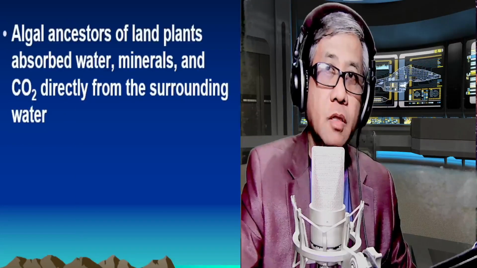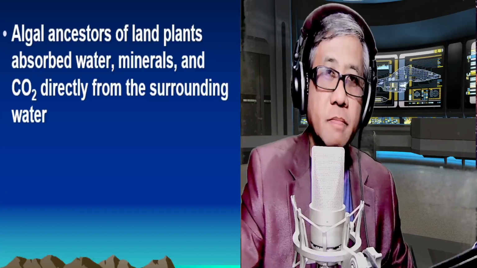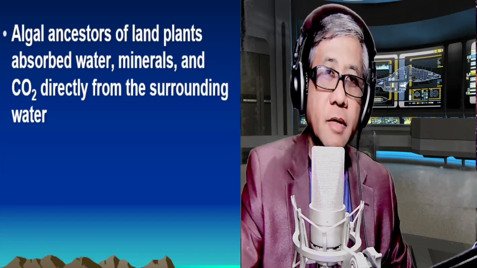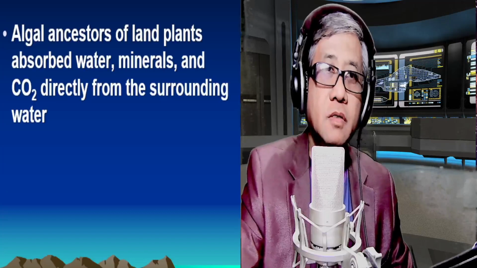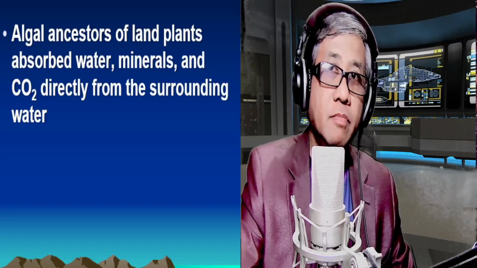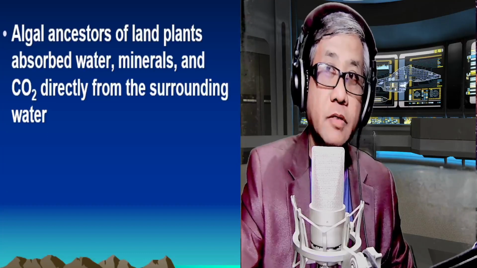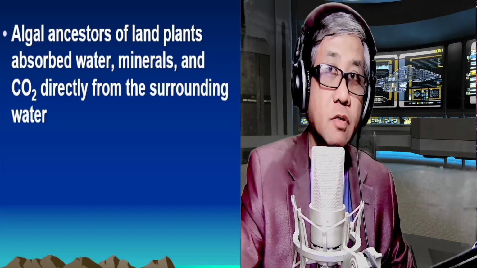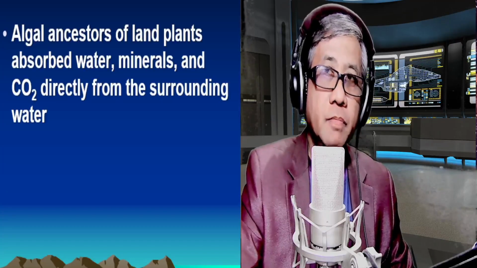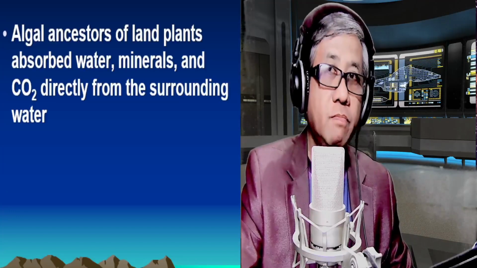As we all know in evolutionary biology, plants came from algae, the ancestral algae. The algal ancestors of these land plants absorbed water, minerals, and even carbon dioxide directly from the surrounding water through simple diffusion. After millions of years, such algal ancestors evolved into the members of division Bryophyta. Members of division Bryophyta are plants without any vascular tissues, like liverworts. Such plants, without xylem and phloem, absorb essential materials like water, minerals, and even carbon dioxide directly from their surroundings through simple diffusion.